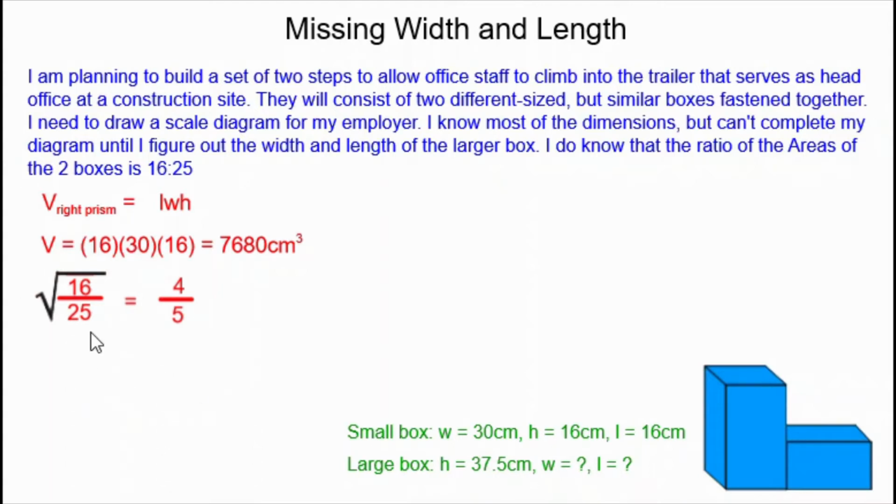So we have to square root the ratio of the areas and we get the ratio of the distances, which is going to be 4/5. But I'm working with volume. So I cube the 4/5 ratio and I get a volume ratio of 64/125.